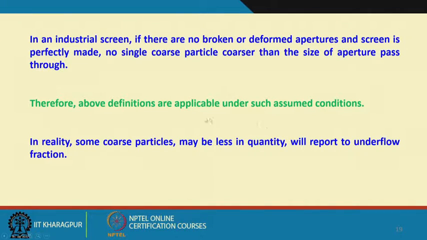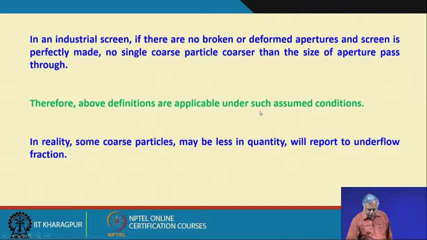Therefore, the above definitions are applicable under such assumed conditions that there is no misplacement of relatively coarser sizes than the apertures; they will not be reporting into the undersized material. However, in reality some coarse particles, less in quantity, will report to the underflow fraction, and another reason could be shape, because a particle may change its orientation, pass through, and report to the undersized fractions. So, how do I take all this into consideration?